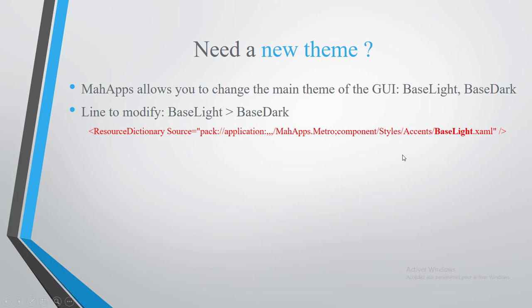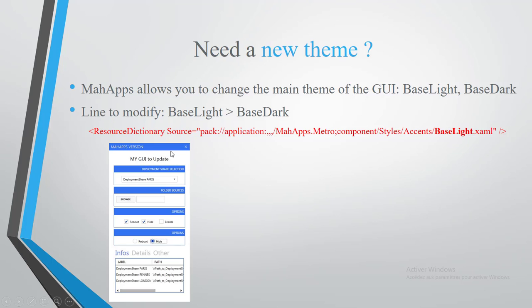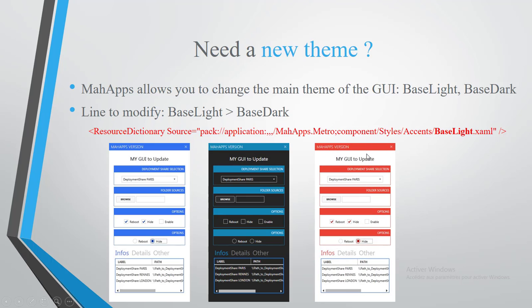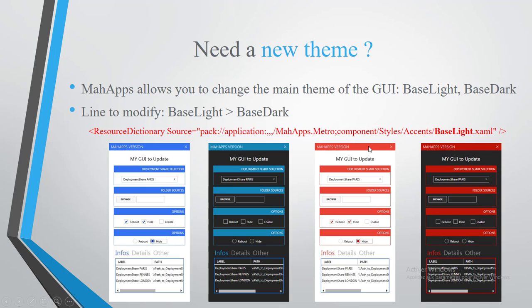Now, if we want to change the main theme of the GUI, just use this line. There are two themes available, BaseLight and BaseDark. See here, the BaseLight theme with the color control. Now, if we change BaseLight to BaseDark, it will give this kind of GUI. See here, a BaseLight GUI with a red color, and now a BaseDark GUI with a red color. You can add multiple kinds of design in your GUI with just two clicks. It's pretty cool.